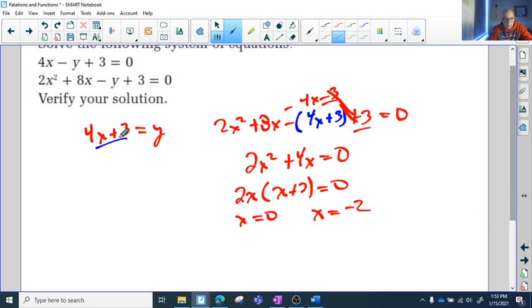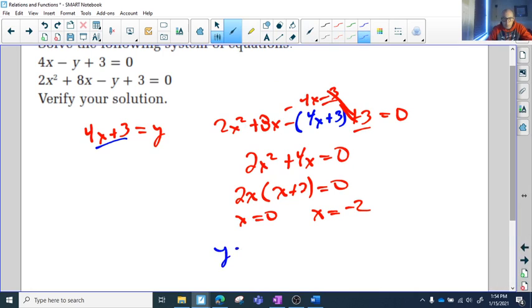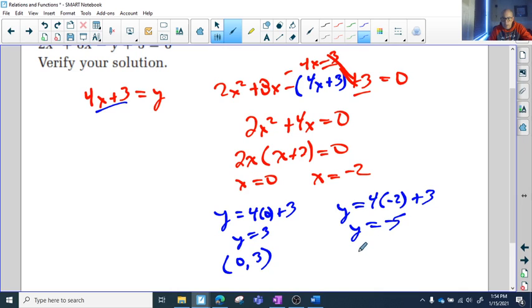Take these, fill them in here to get the y values that go with each of these. So the y values, y would be 4 times your x value plus 3. So in this case, y is 3. So one point where these graphs intersect would be 0, 3. If x was negative 2, the y value would be 4 times negative 2 plus 3. So y would be negative 5. So the other pair where they cross would be at negative 2 and negative 5.